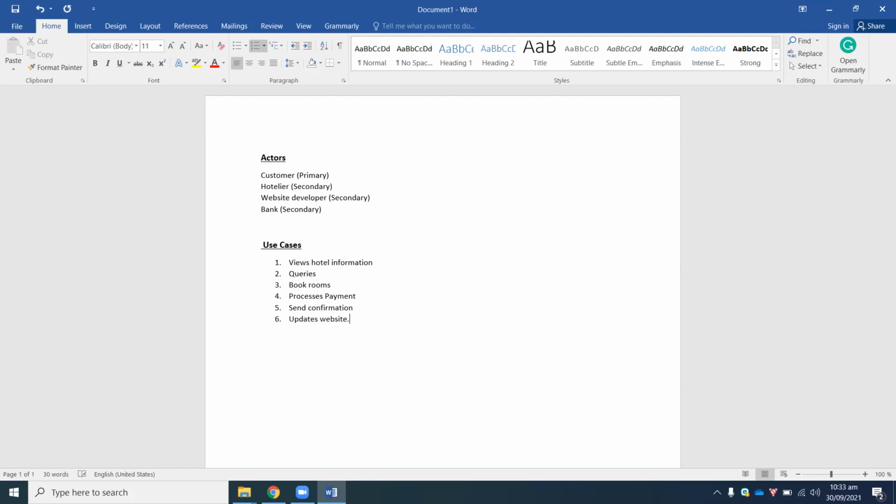Now remember, last week I told you, when you have a certain list of actors, all the actors need to interact with at least one of the use cases. If an actor does not interact with any of the use cases within your use case diagram, there's no need to have that actor. So in our case, updates website, that's where the web developer would come in.